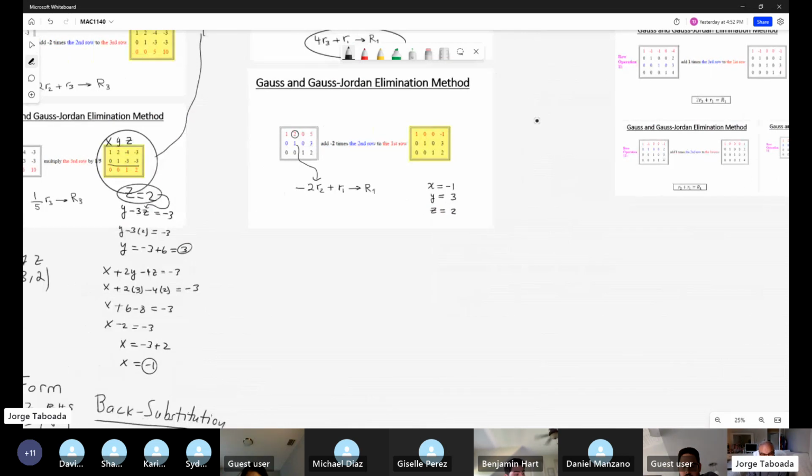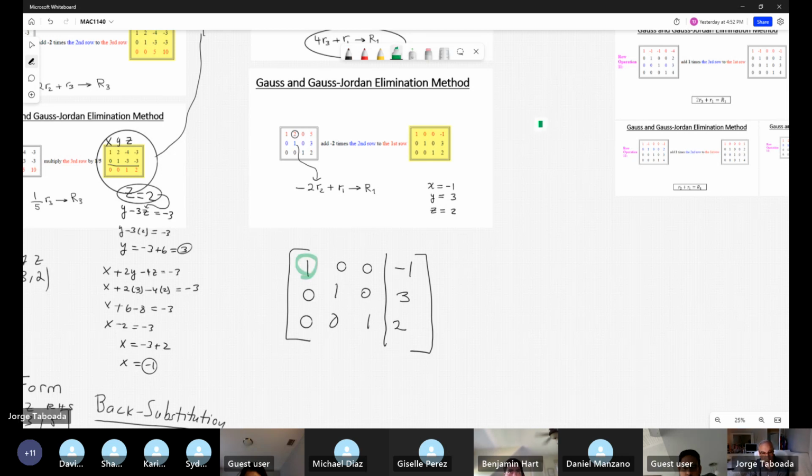This matrix, I want to copy big. 1, 0, 0. 1, 0, 0. 0, 0, 1. Negative 1, positive 3, and 2. So basically, the only ones that stay alive are the pivots: this one, this one, and this one. The rest is 0.